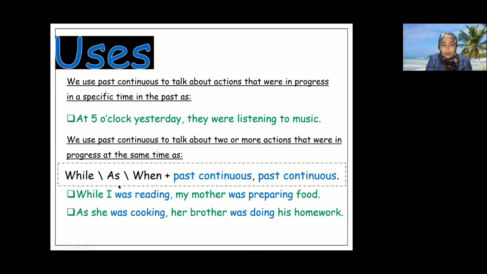For example, while I was reading, my mother was preparing food. As she was cooking, her brother was doing his homework.